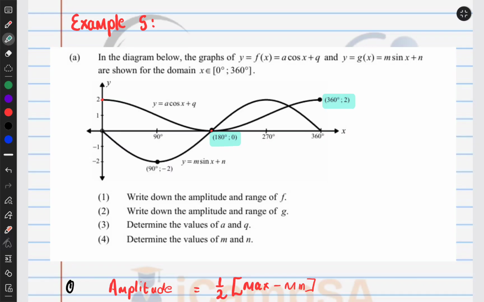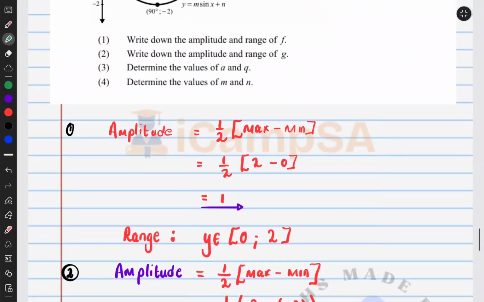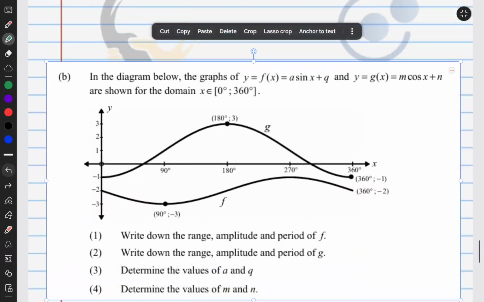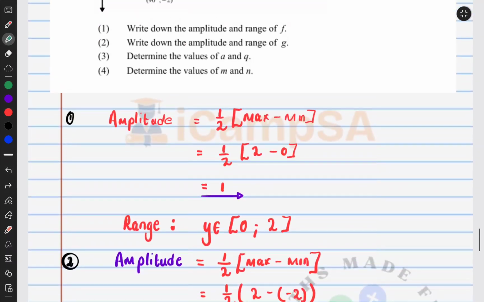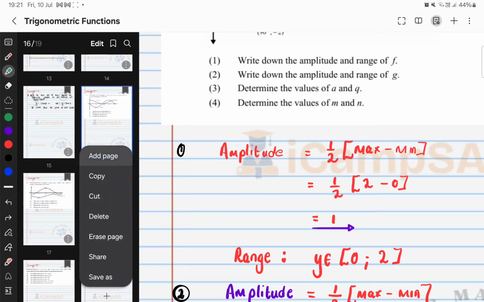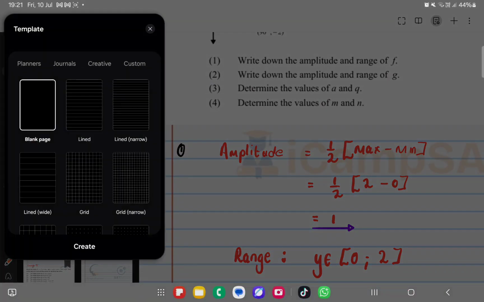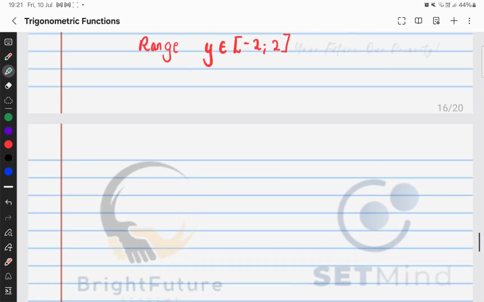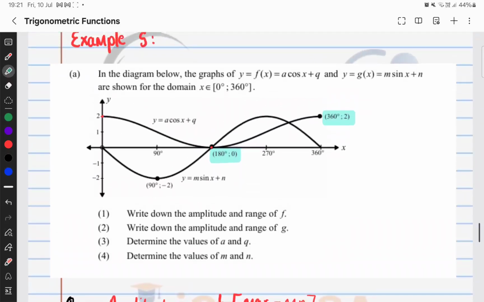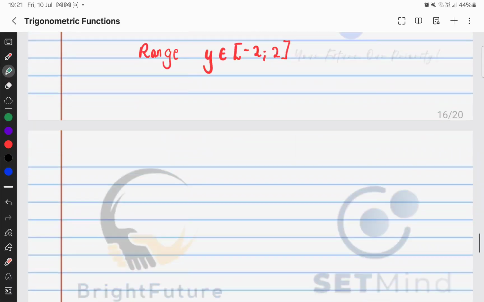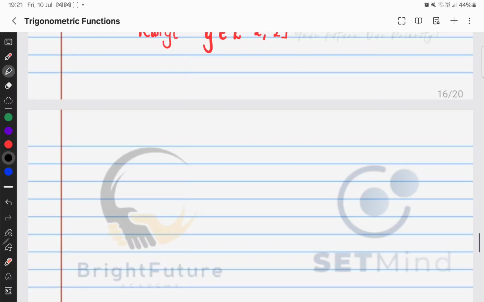So we can substitute those in order to solve for A and Q. That is the first method we're going to use, and for the second one we'll use the formulas for the amplitude and the formula for the vertical shift. This is our number 3.